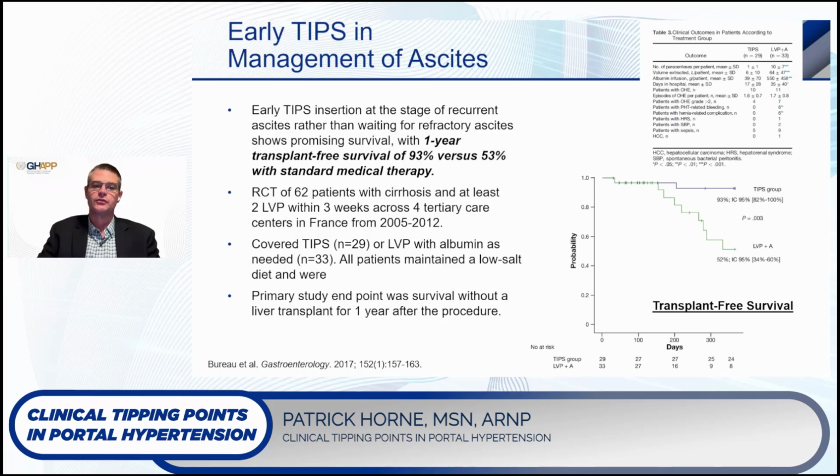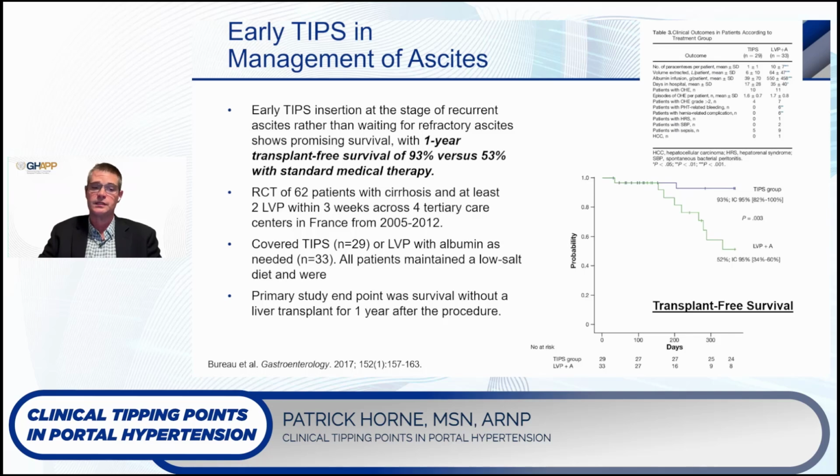So what about early TIPS for ascites? Just again, to expand on what we heard earlier, early TIPS insertion at the stage of recurrent ascites rather than waiting for refractory, as Dr. Wong sort of defined earlier, does show promising survival. So a 1-year transplant-free survival of 93% versus 53% in those who received early TIPS in recurrent ascites versus those who received standard medical therapy.